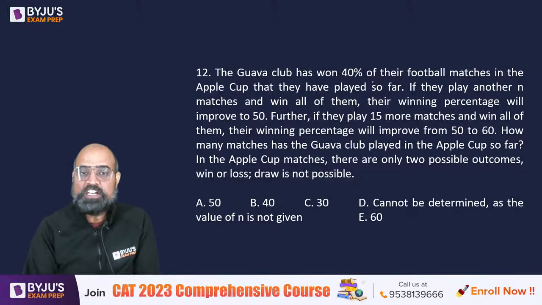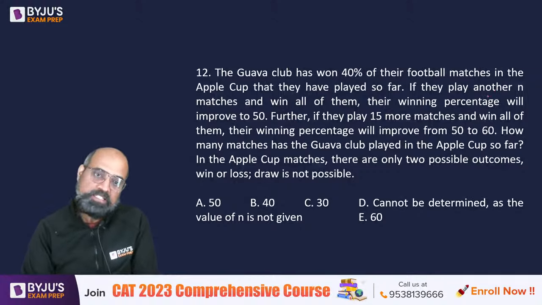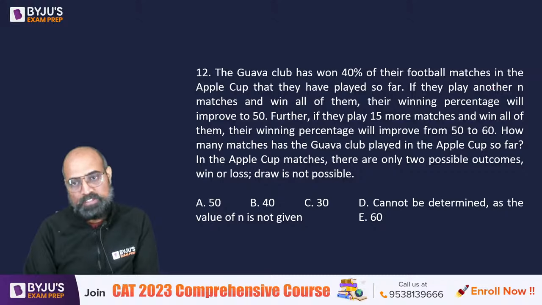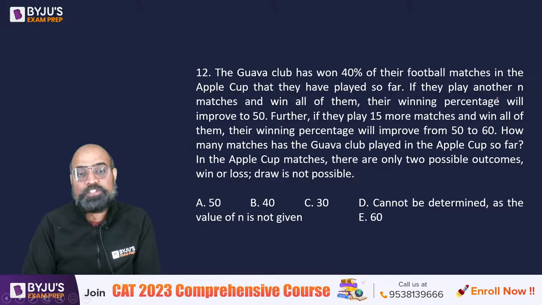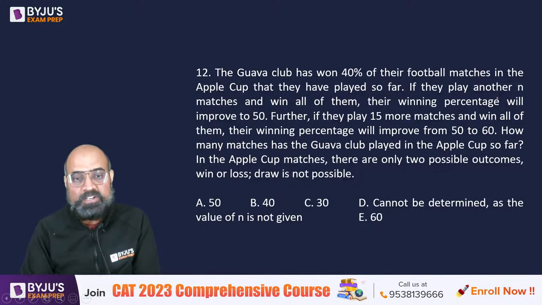The Goa club has won 40% of their football matches in the Apple Cup that they have played so far. If they play another n matches and win all of them, their winning percentage will improve to 50. Further, if they play 15 more matches and win all of them, their winning percentage will improve from 50 to 60. How many matches has the Goa club played in the Apple Cup so far?